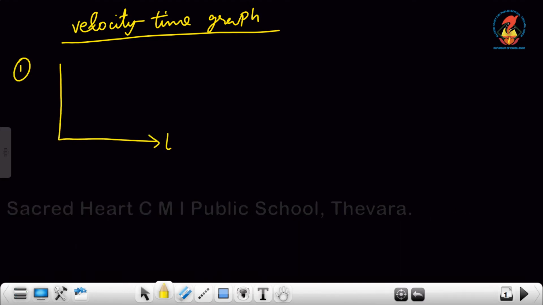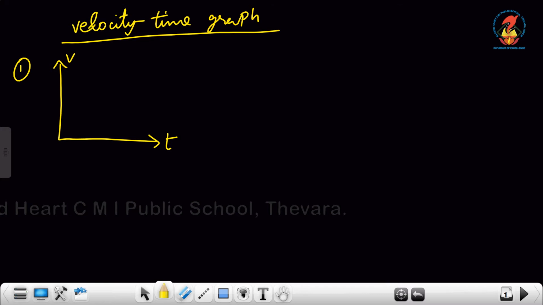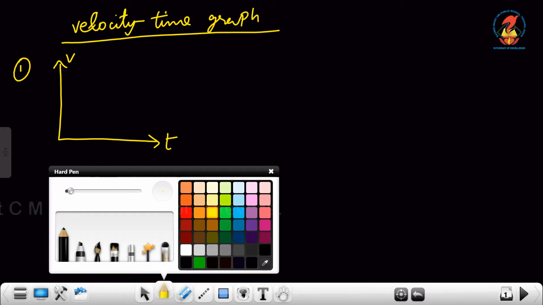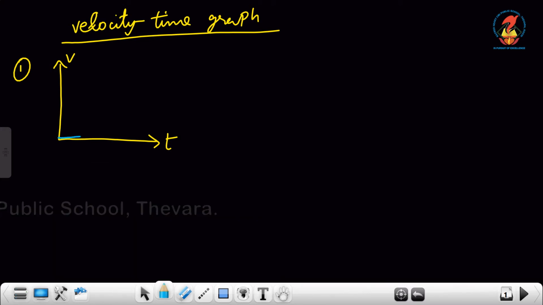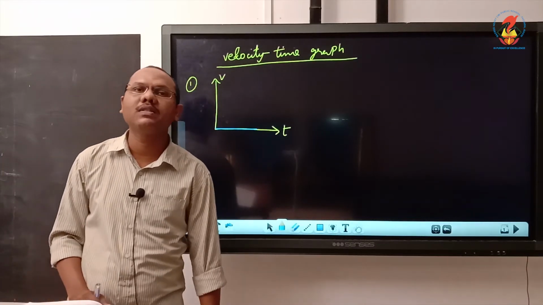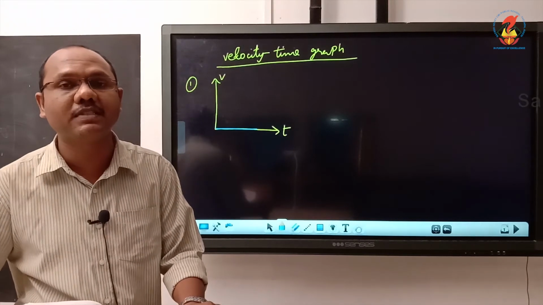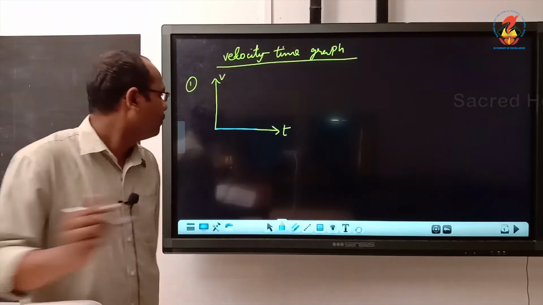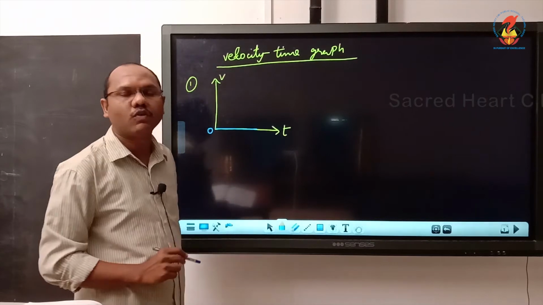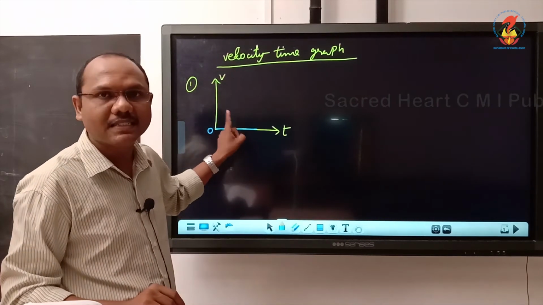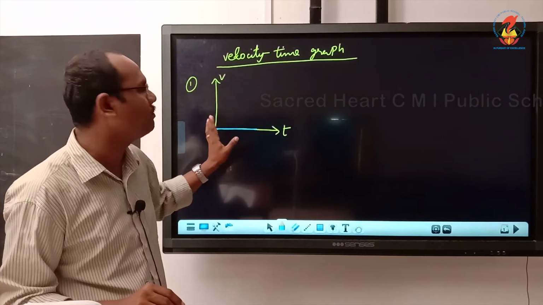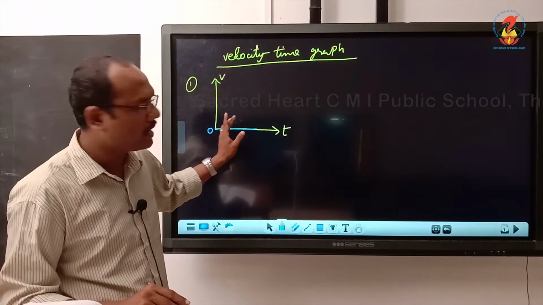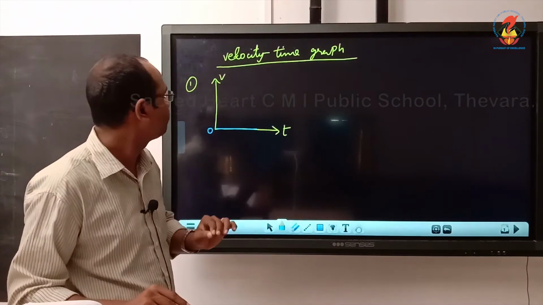So I'll put V here and T here, and look at my first graph. I just draw like this. That means I am drawing the graph along the time axis itself. This is 0. So what does that mean? Body is at rest. So this is the velocity time graph for the body at rest. Write it.